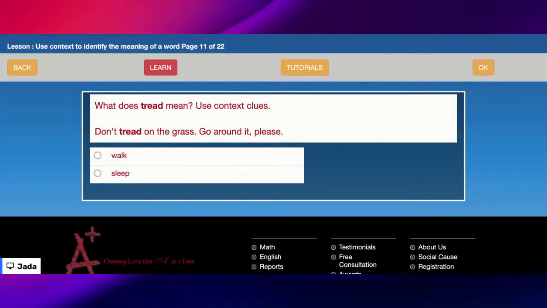Now, what does tread mean? Use context clue. Don't tread on the grass, go around it, please. Now, tread. Is it going to be don't sleep or don't walk? But it's giving us a clue, and the clue says go around it. So if it's saying around, that means don't walk on the grass. Okay? Don't walk on the grass, just go around it.